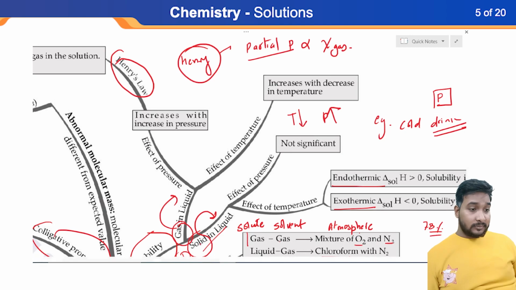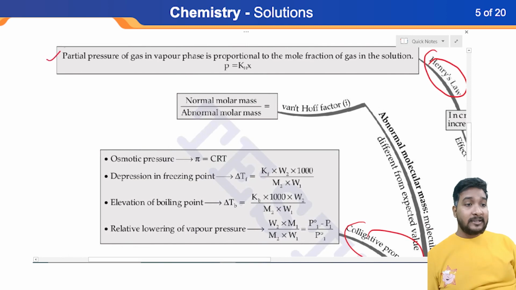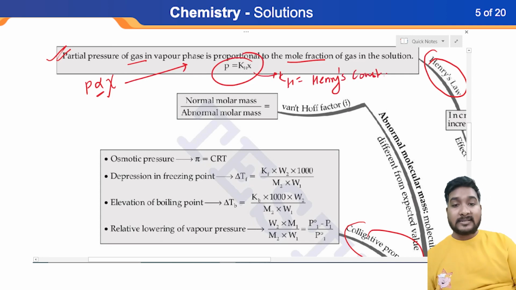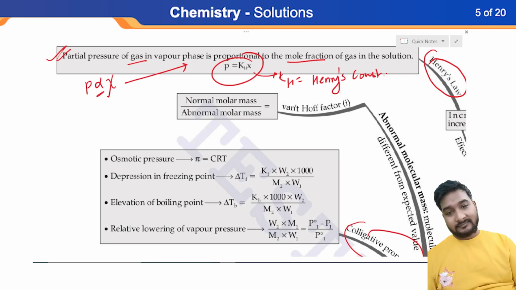Okay, so you can see the law: the partial pressure of a gas in the vapor phase is proportional to the mole fraction of the gas in the solution. So we can say P is directly proportional to chi. We remove the proportionality symbol and convert it into P = kH × chi. And what is kH here? kH is Henry's constant. Clear? So this is very important, a very essential law for defining the solubility of gases in liquid.